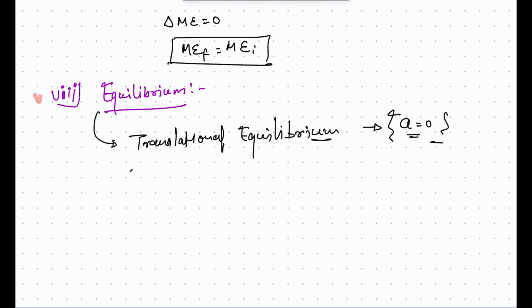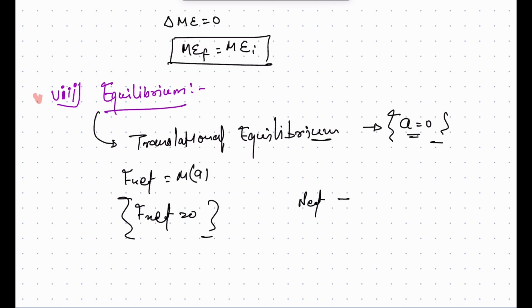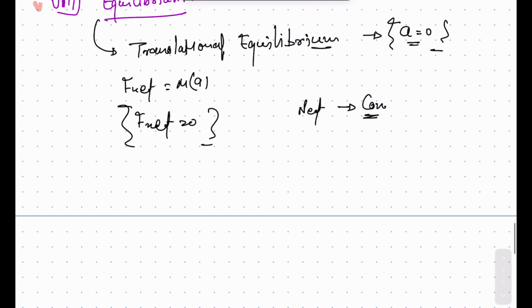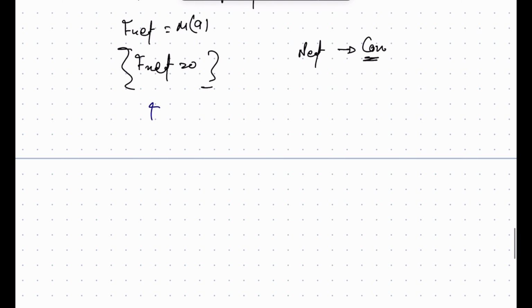So for the acceleration to become 0, we can say F net equals ma, so a must be 0. So it means net force on the particle must be 0. Let's suppose in the net force only the conservative forces are working. I'm just talking about the translational equilibrium under the influence of the conservative forces. So it means that the sum of the conservative forces must be 0.